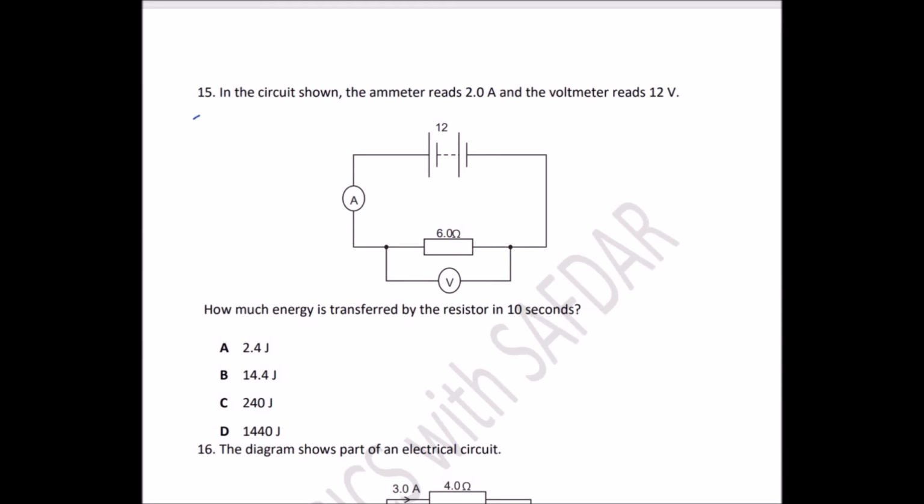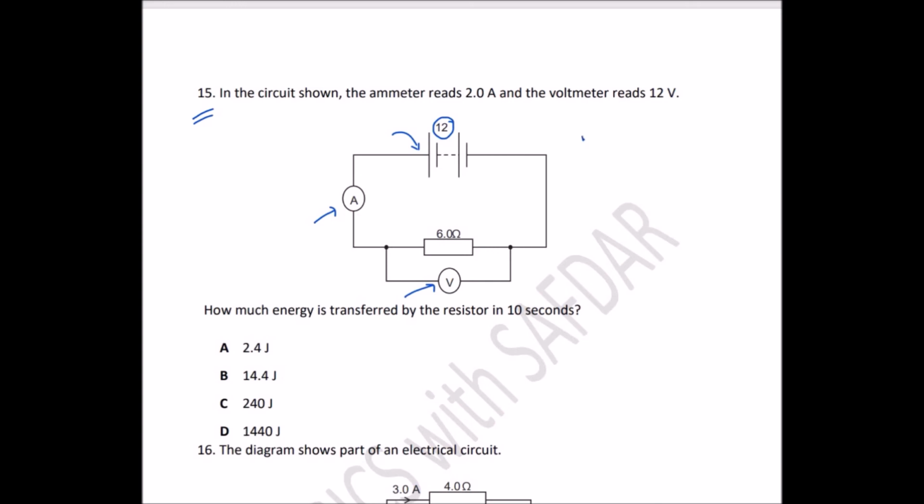Question number 15. In the circuit shown, the ammeter reads 2.0 ampere and the voltmeter reads 12 volt. How much energy is transferred by the resistor in 10 seconds? Look at this circuit diagram. This is the power supply of voltage 12 volt. Ammeter for measurement of current and voltmeter for measurement of potential difference or voltage. You need to calculate how much energy is transferred by the resistor in 10 seconds.